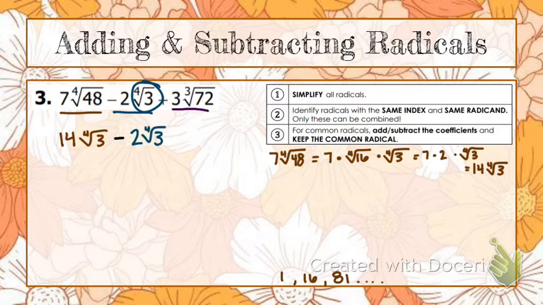Then we need to look at the final one. So we have a plus here from there. And we have 3 cube root of 72. So 72 is not a tiny number, so we need to check it and make sure that it's not divisible by anything. So 3 cube root of 72.